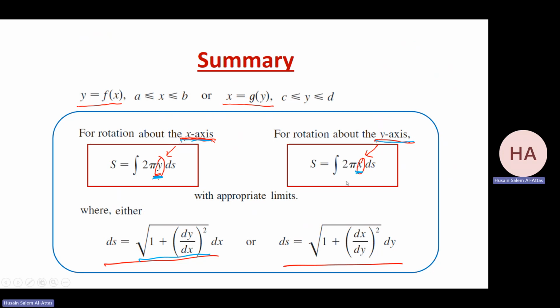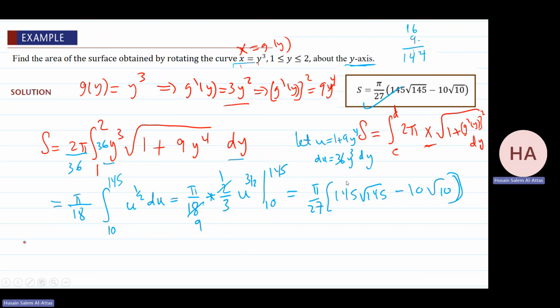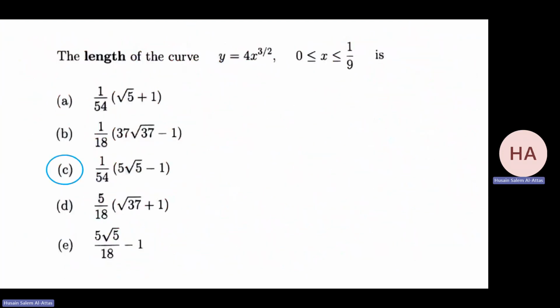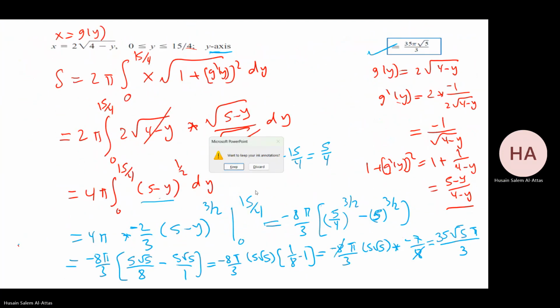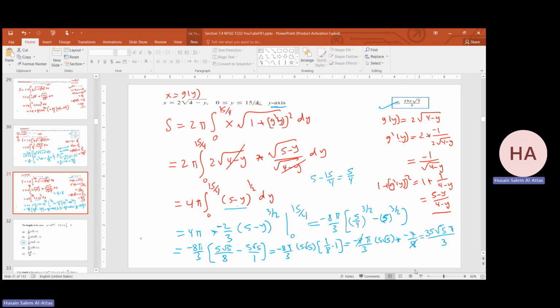Okay. I think we did a good number of questions. Let me stop the recording. The remaining is just all the exam questions. So we did practice for the arc length and for the area of the surface of revolution, for which we mainly have formulas. I'll stop the recording.